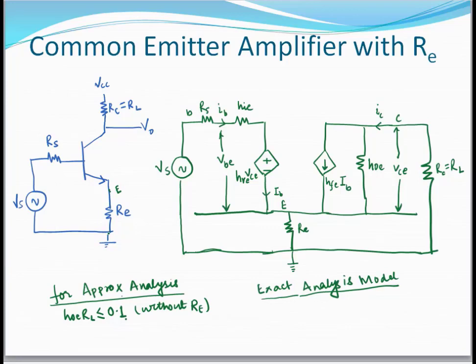Now emitter resistance is present, so in this scenario the condition for the approximate analysis for the given circuit would be changed, and the condition would be hoe (RL plus RE) less than or equal to 0.1 with RE.